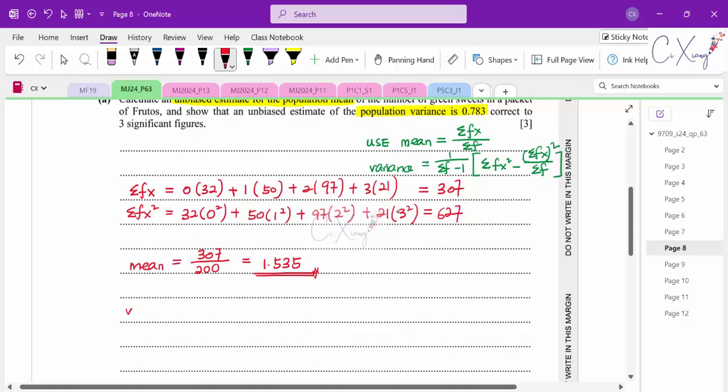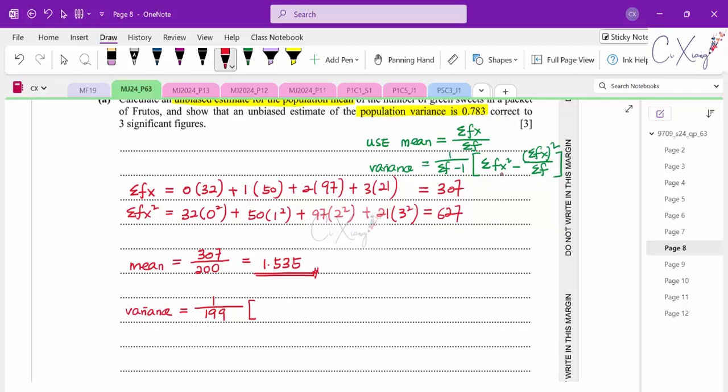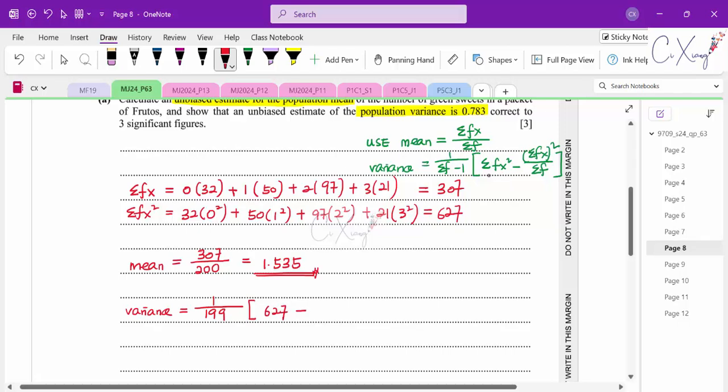Then after that I want to calculate the unbiased estimated value for the variance. So 1 over summation of f minus 1, so 199. What's the summation of fx squared? You got the value just now. If you don't make a careless mistake, it should be 627 minus 307 squared divided by the total frequency 200. If you correct your answer to 3 significant figures, you should get what they want you to show, which is 0.783. So this is the mean and this is the variance.